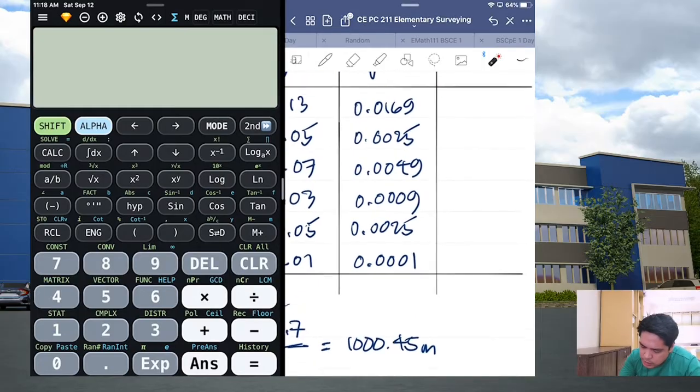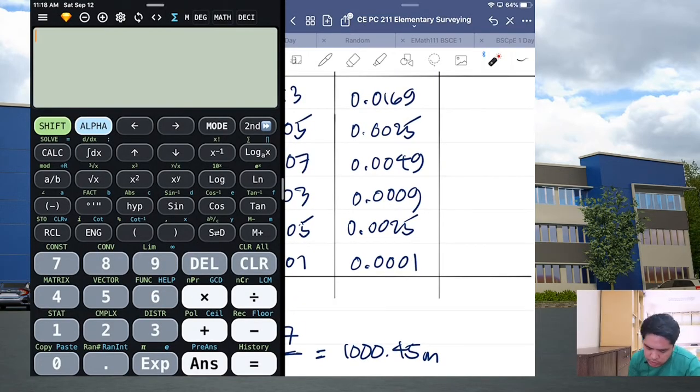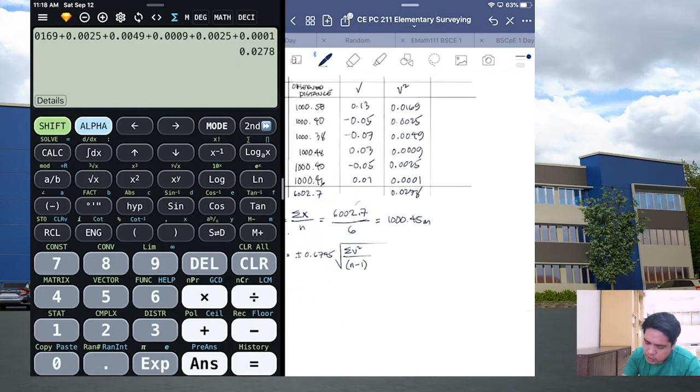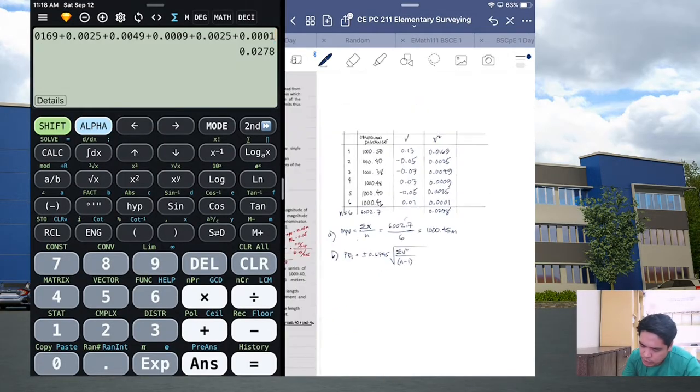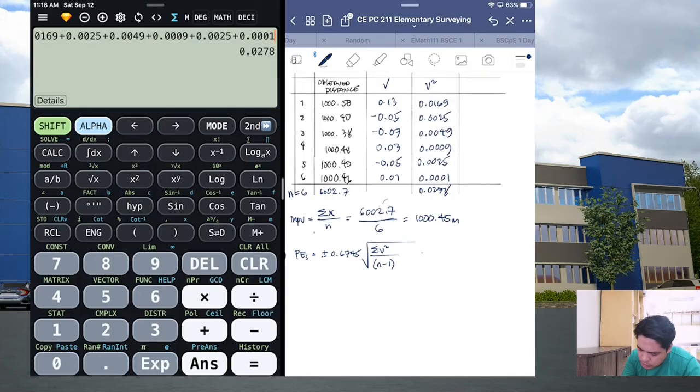Let me zoom that. So that is 0.0169 plus 0.0025 plus 0.0049 plus 0.0009 plus 0.0025 plus 0.0001. So the answer is 0.0278. So that's the square of the residual. So therefore, let us continue the computation here.